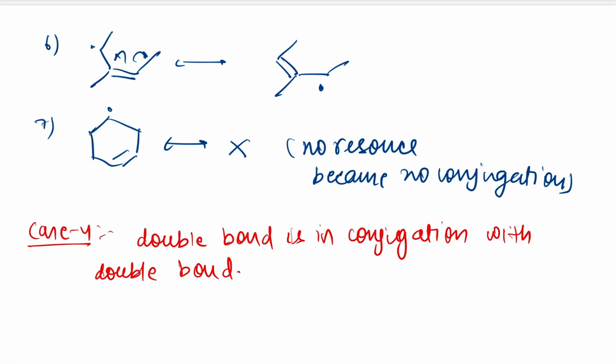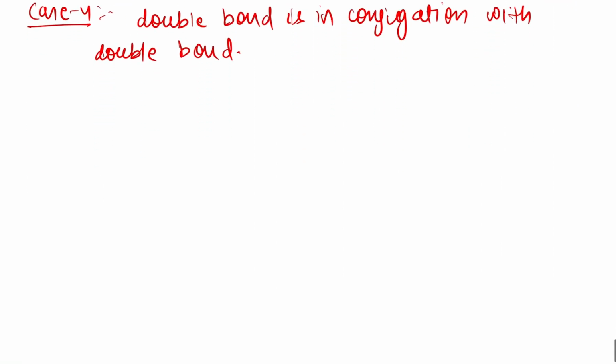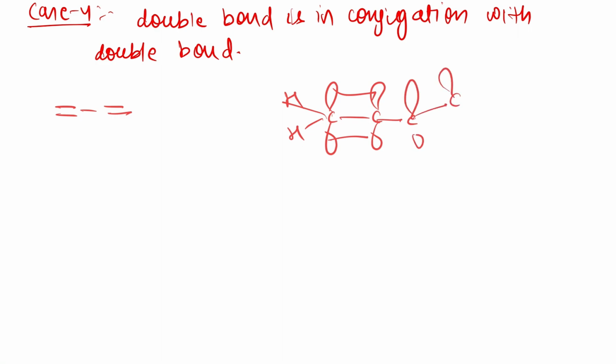Double bond is in conjugation with a double bond. A double bond has to be in conjugation with a double bond. Now, here again, if a double bond is in conjugation with a double bond, there is a carbon and there is H. C, there is a lone pair, and here we have C, and here there is a lone pair over here.